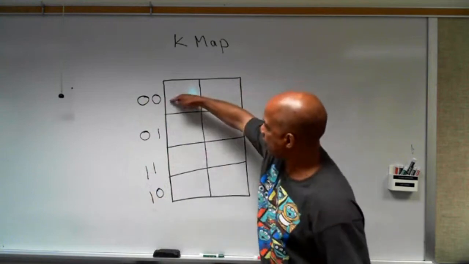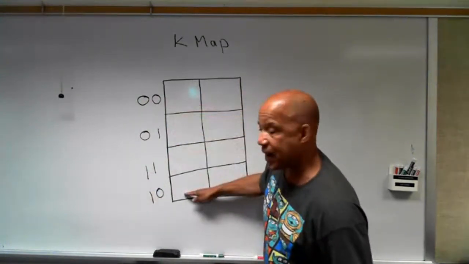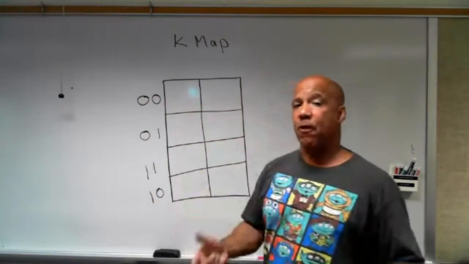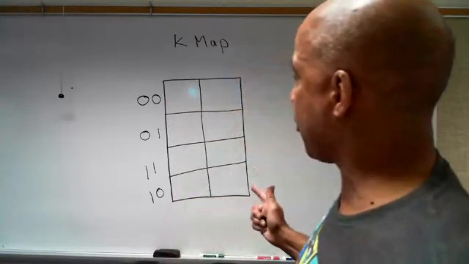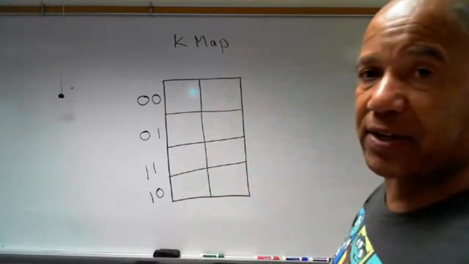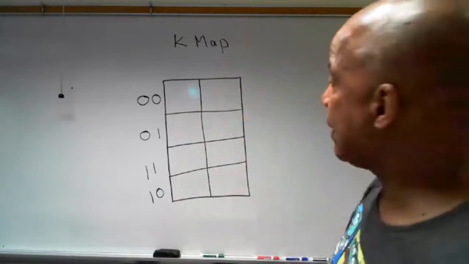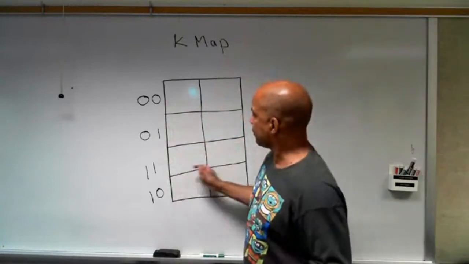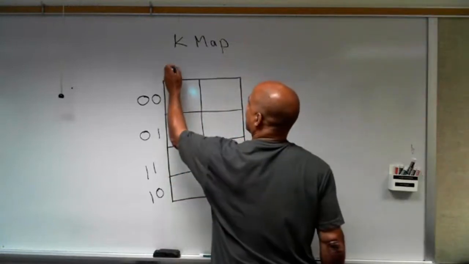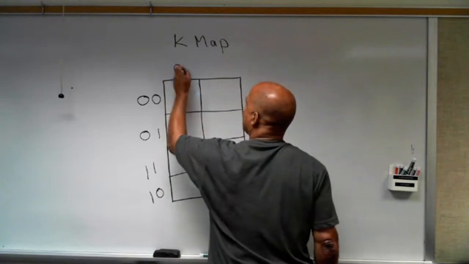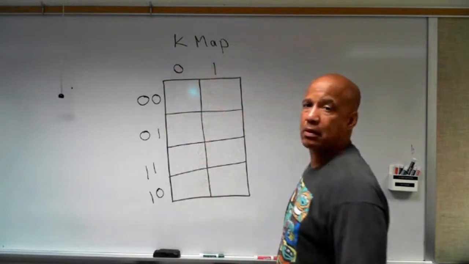So the count is 0, 1, 2 at the bottom, and then 3. The first thing you've got to be able to do to use this K-map correctly is get the numbering sequence correct. You've got to number it this way. My rows are numbered this way, and then my columns are numbered like this. So this is column 0, and that's column 1.